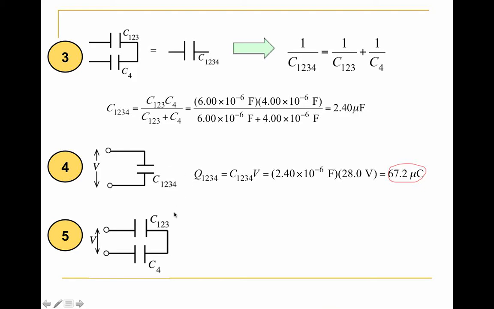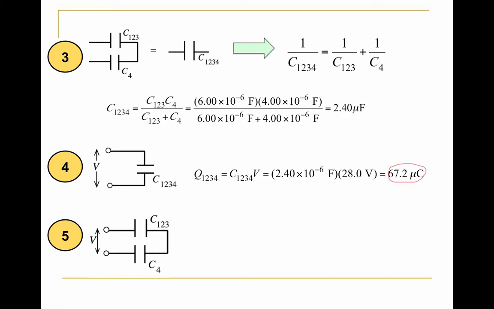But if I go back one step, this combination is simply C4 plus C123, which are connected in series. In series, that means the charge on this one is the same as the charge on this one. So that means C4 has a charge of 67.2, and the combination of these also has a charge of 67.2. Alright, so now if I go back to my table on the first page, I have C4, I have V4, and I have Q4.